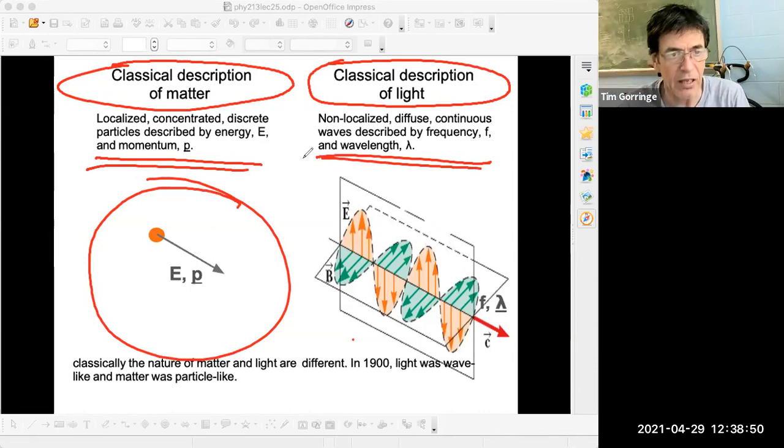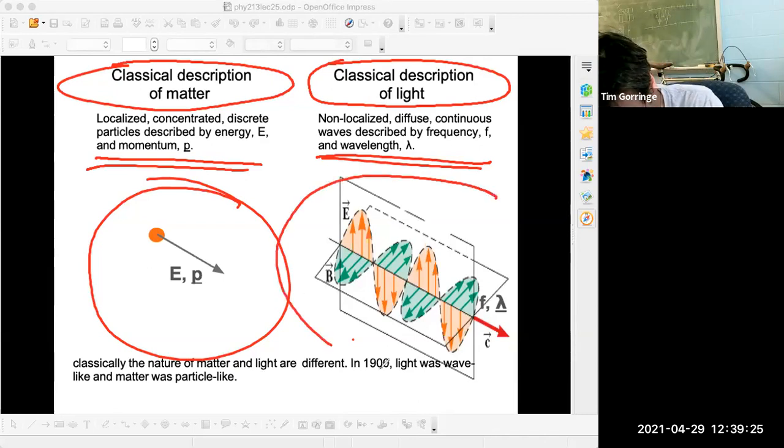Light, we think of classically as a non-localized, diffuse, smooth, continuous wave. And we describe it with the frequency of the wave and the wavelength of the wave. If you want me to tell you about this or that wave, I'll tell you the frequency F and the wavelength lambda. So that's our picture of waves.